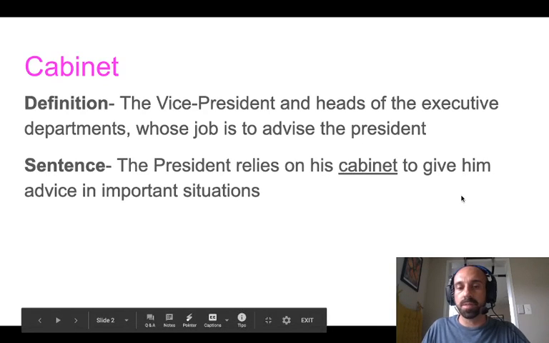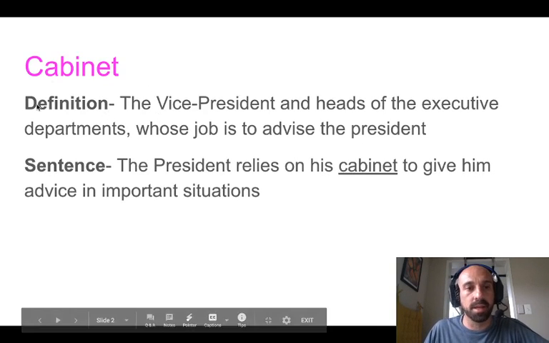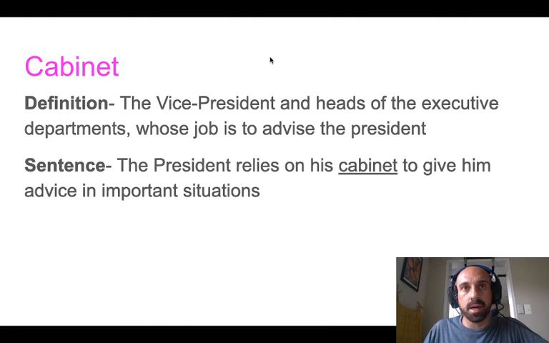Alright, so diving right in, today we're going to talk about the cabinet. And it's not like you think of a kitchen cabinet or something made of wood. What it is, is a group of people, the heads of departments that are there to advise the president. So the president relies on his cabinet to give him advice in important situations.